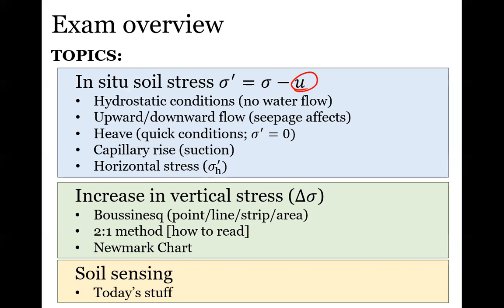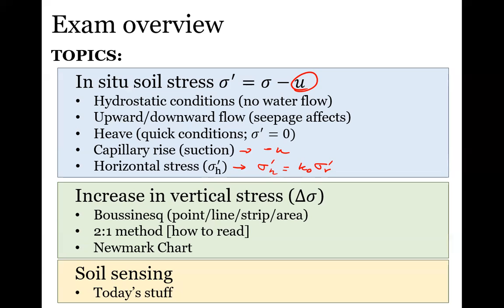We talked about specific examples of heave or quick conditions. That's when our effective stress is 0. We had a homework problem and an example problem like that. Capillary rise, so suction, is when we have negative pore water pressure. And then also horizontal stress. Understanding that horizontal stress is a function of the vertical stress, and we use this K naught value, the lateral or horizontal earth pressure coefficient.